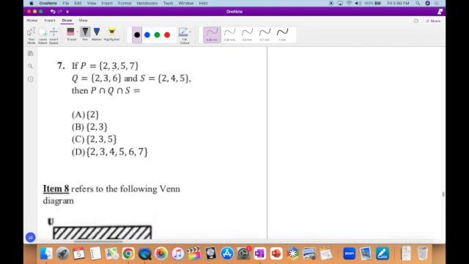If P equals {2, 3, 5, 7}, Q equals {2, 3, 6}, and S equals {2, 4, 5}, then P intersect Q intersect S is the element that is in all of them. So we could see that 2 is definitely in all of them. Is 3 in all of them? No. Is 5 in all of them? No. Is 4 in all of them? No. The answer is A.